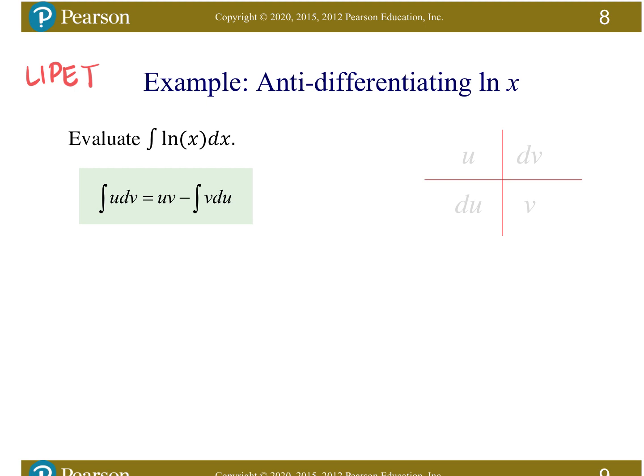Okay, yes, L for logarithm is the first one. So what would you choose for your U? Yeah, ln of x is what I choose. And then the derivative, do you remember how to do the derivative of ln of x? Is it ln x times ln times dx? You're close. You're close.